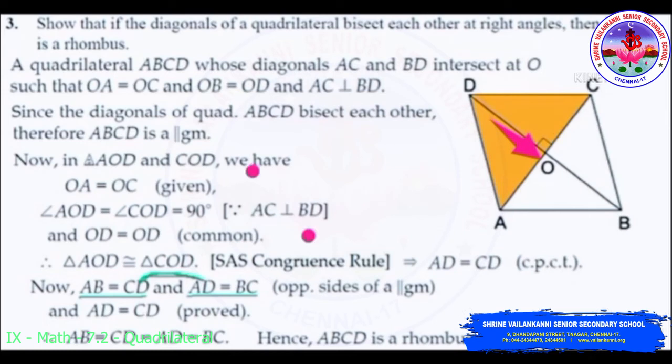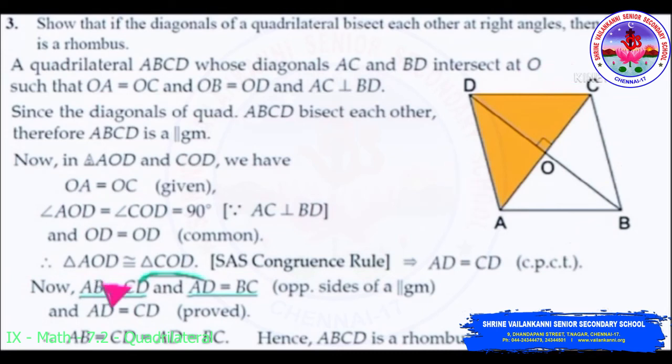So I got two sides, and the angle included between those two sides were equal in both the triangles AOD and COD. So by SAS congruence rule, triangle AOD is congruent to triangle COD. So which implies that AD is equal to CD, where AD and CD are the corresponding sides of these congruent triangles AOD and COD. In a parallelogram ABCD, opposite sides are parallel and equal in length.